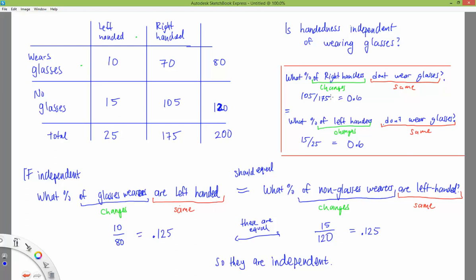But if you set up your thing wrong and you said what percentage of glasses wearers are left-handed and you wanted to check that against what percentage of left-handers don't wear glasses, you get 0.125 and 0.6, and you'd say, well, that's different. That's not how you set it up. The front part changes, the second part stays the same. Does that make sense?